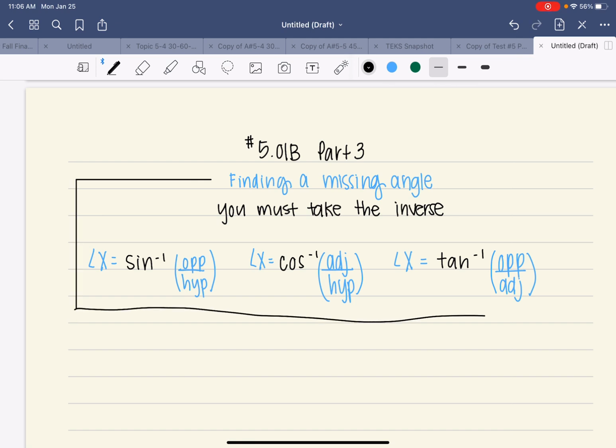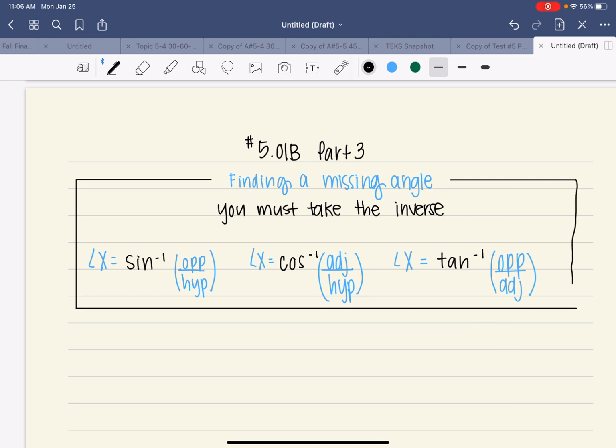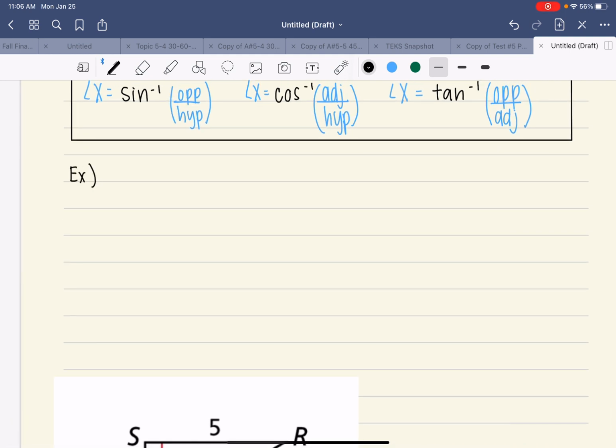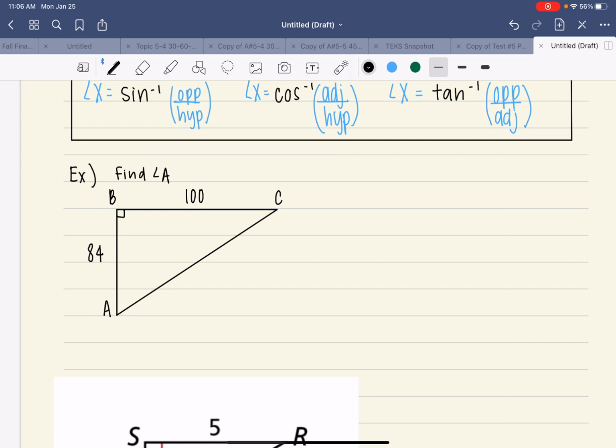Everything is calculator based, meaning you're going to be able to solve all of this using the calculator. You just have to input it in the calculator correctly. So for example, we're going to find angle A on this one. And it gives us the values of AB being 84 and BC being 100.